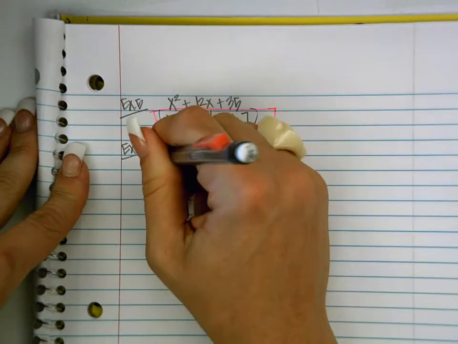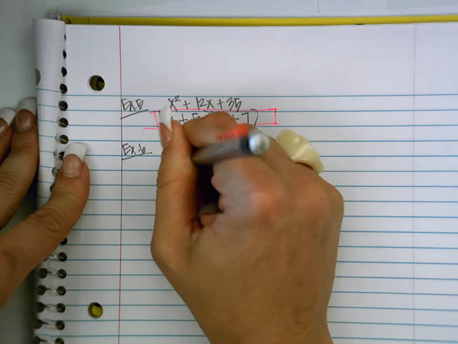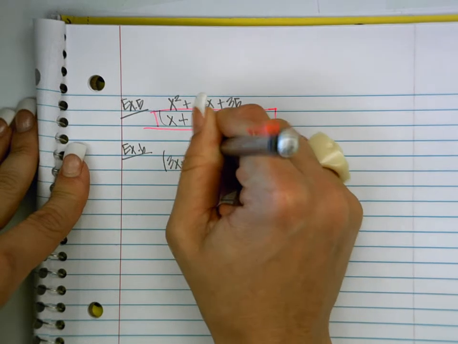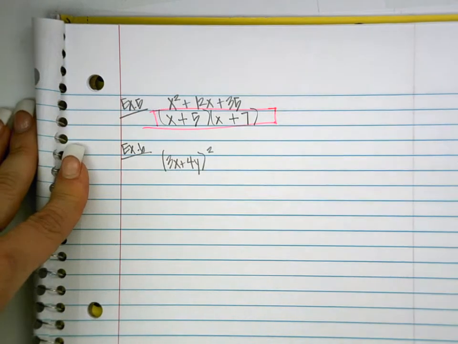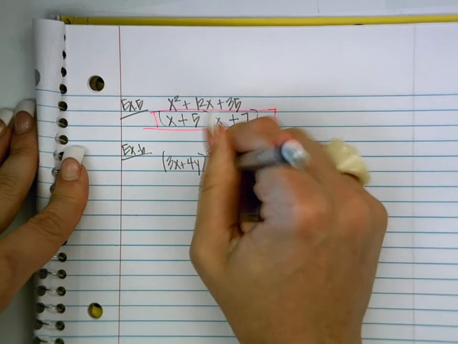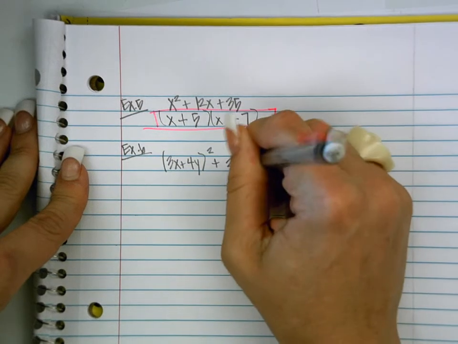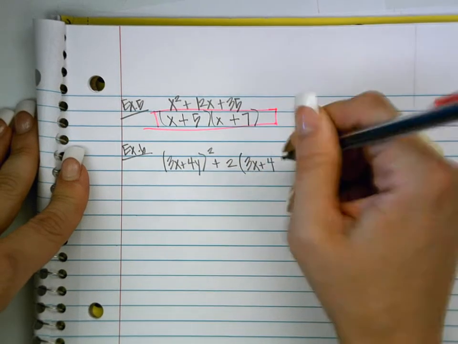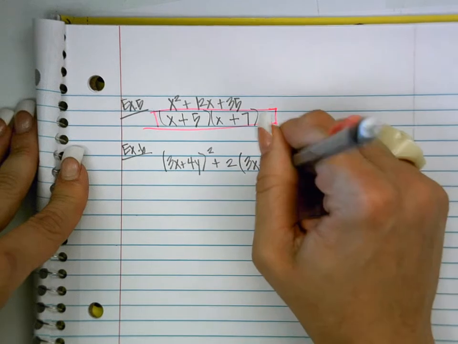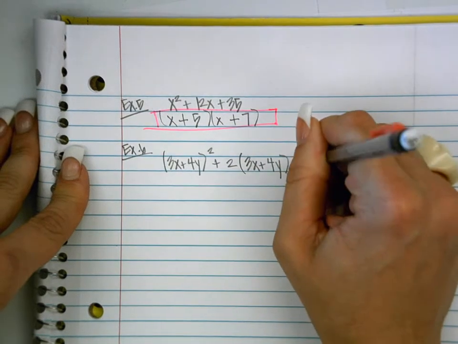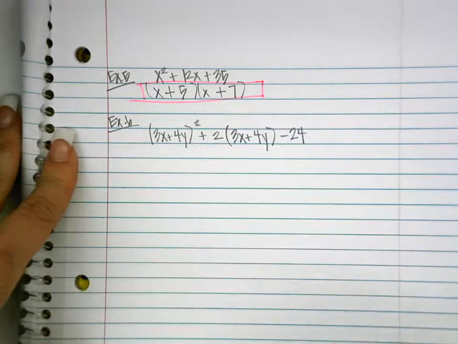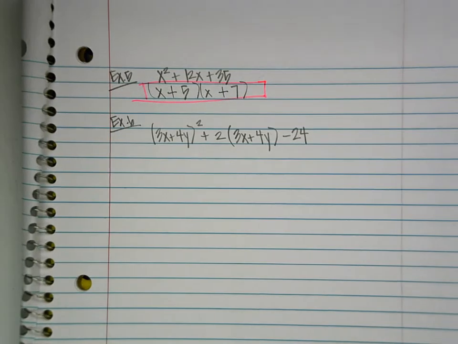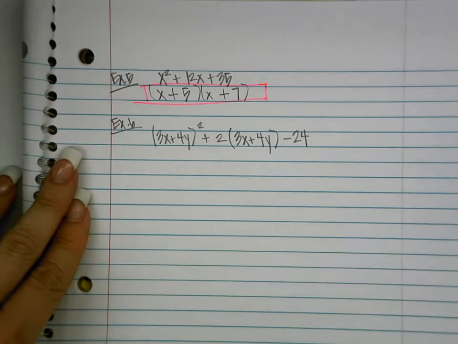For this one, if I give you quantity 3x plus 4y quantity squared, so quantity means in parentheses, plus 2 times quantity 3x plus 4y, minus 24. Especially with the trinomials, they just look really complicated here, okay? But they're not. We're totally going to simplify them.